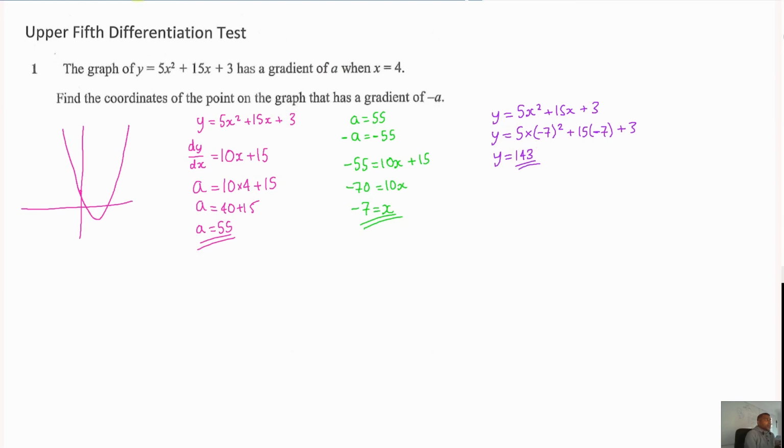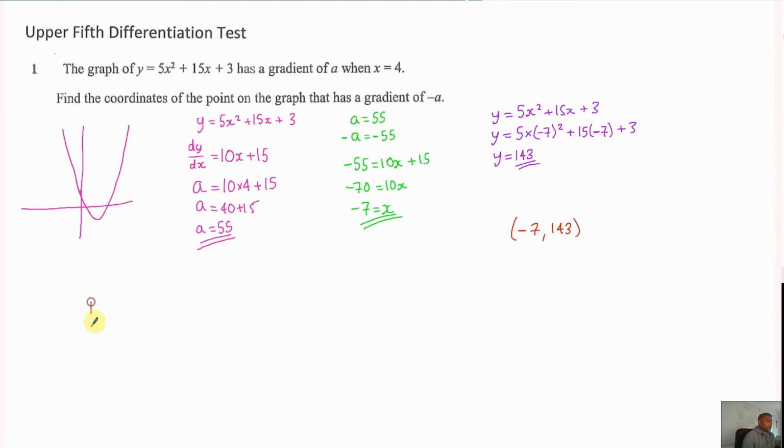Okay, so that means our final answer, we found our x and our y coordinate at the point of the graph where it has a gradient of minus 55, so that will be minus 7, 143. Looking back at my sketch, minus 7 will be around here, and the y coordinate will be way up there, 143. You can imagine that's going to be a very, very steep line. So it will be negative, so it will have a gradient of minus 55.